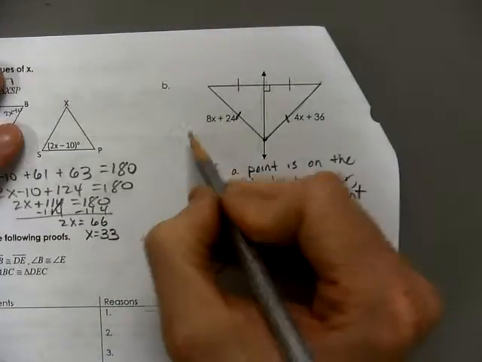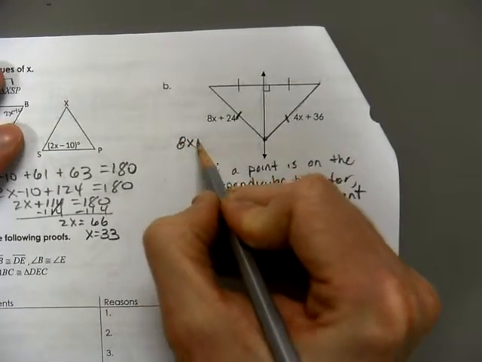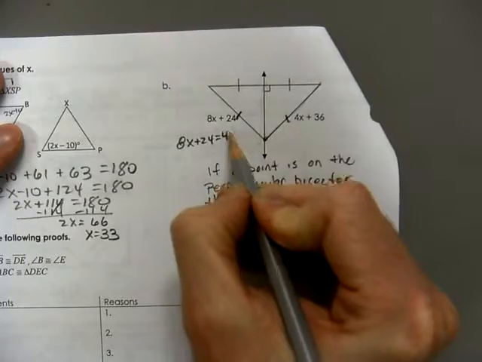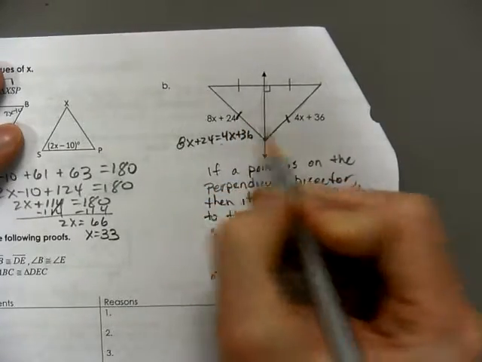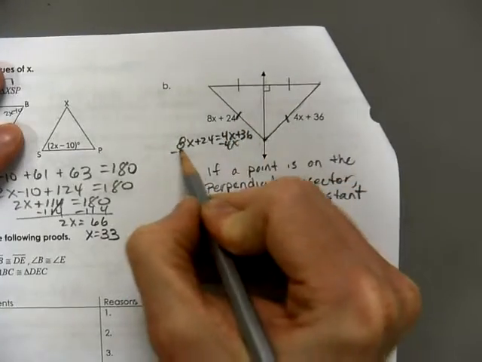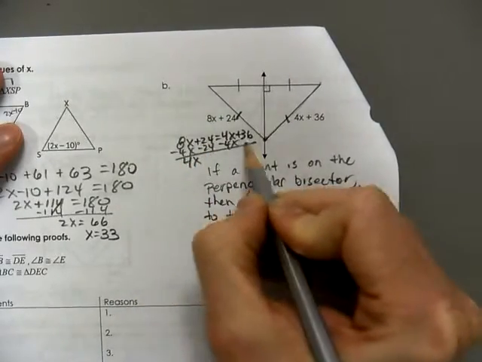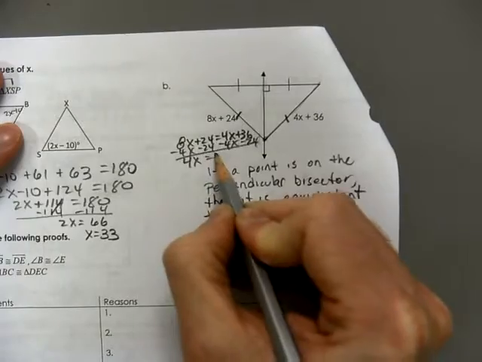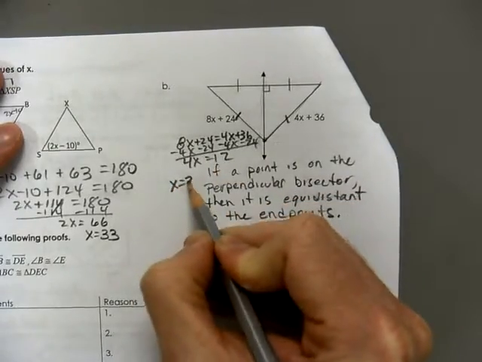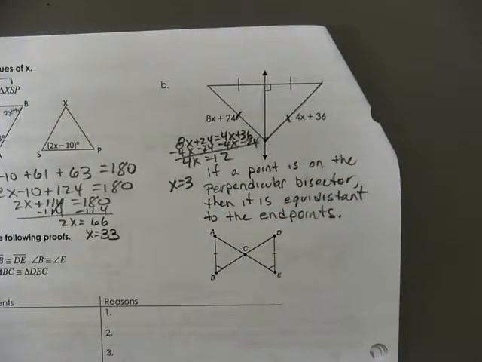So that's telling us that we're allowed to set these equal to each other. Minus the 4x, minus the 24, and x has to equal 3.